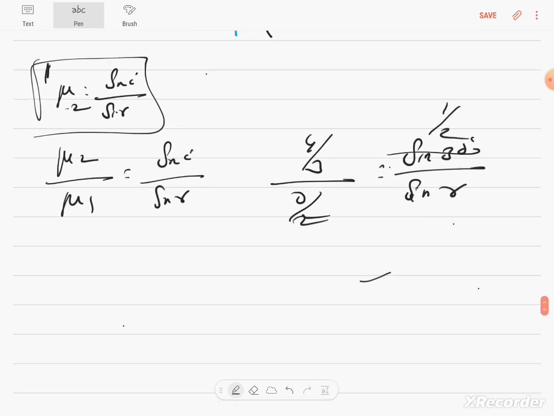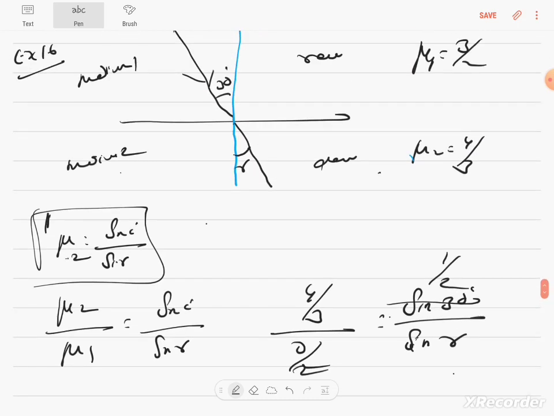Next part of the question. If the ray travels from medium 2 to medium 1, the reverse of travel from medium 1 to medium 2.